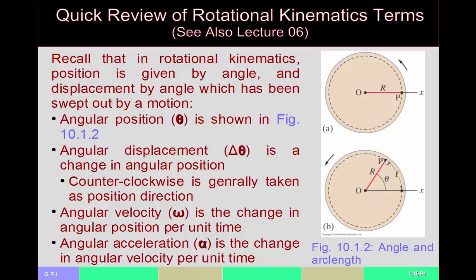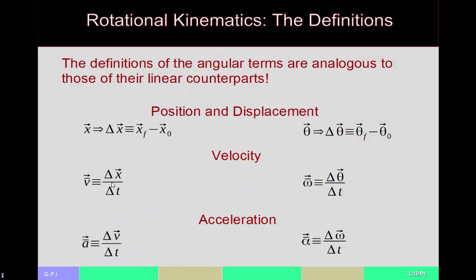And so the angular displacement is then a change in the angular position. So if this is your initial angle and then it rotates over to here for your final position, then whatever this angle here is represents the angular displacement. The angular velocity represents how much this angle is changing per unit time. And the angular acceleration represents how much the angular velocity is changing per unit time. So here are what these terms would be defined as mathematically.